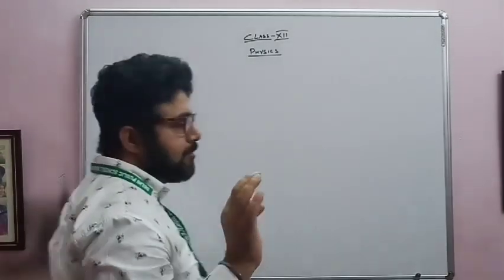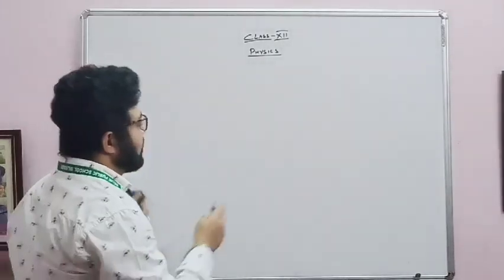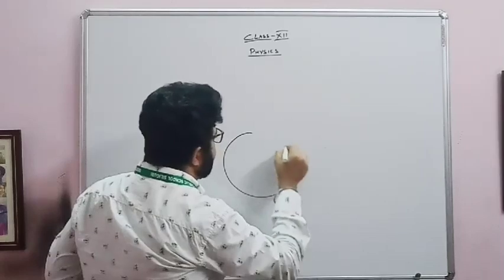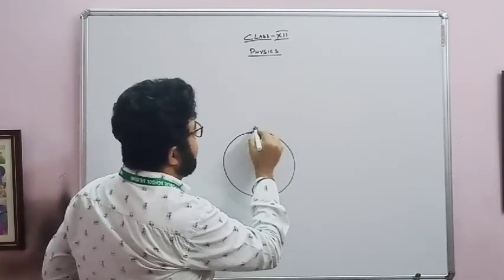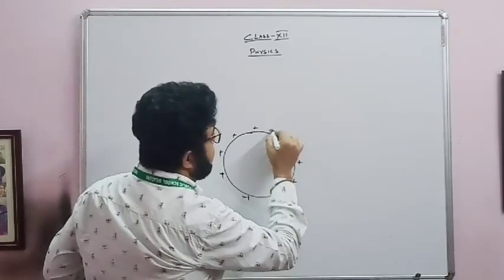Next property is that for a metallic charged sphere, like this, metallic charged sphere, it's not a ring, it's a sphere.